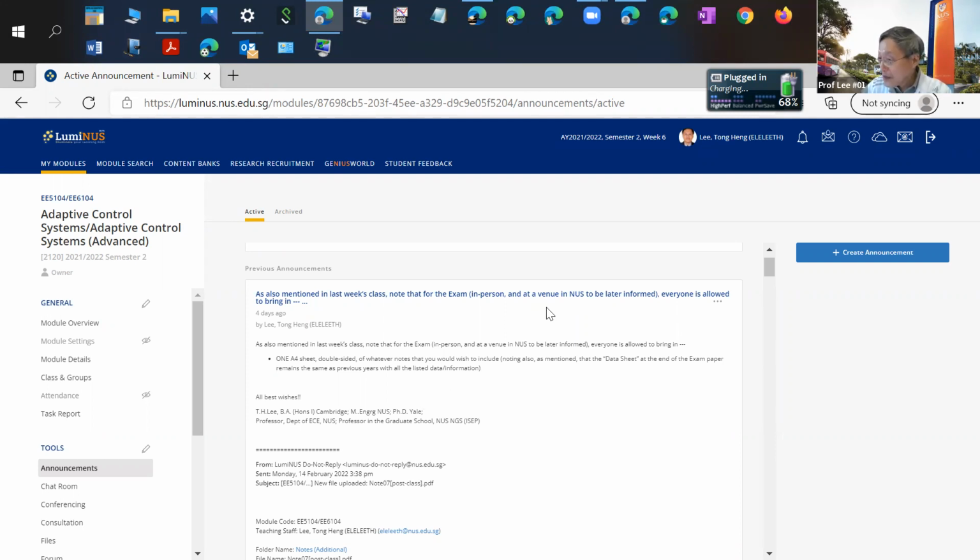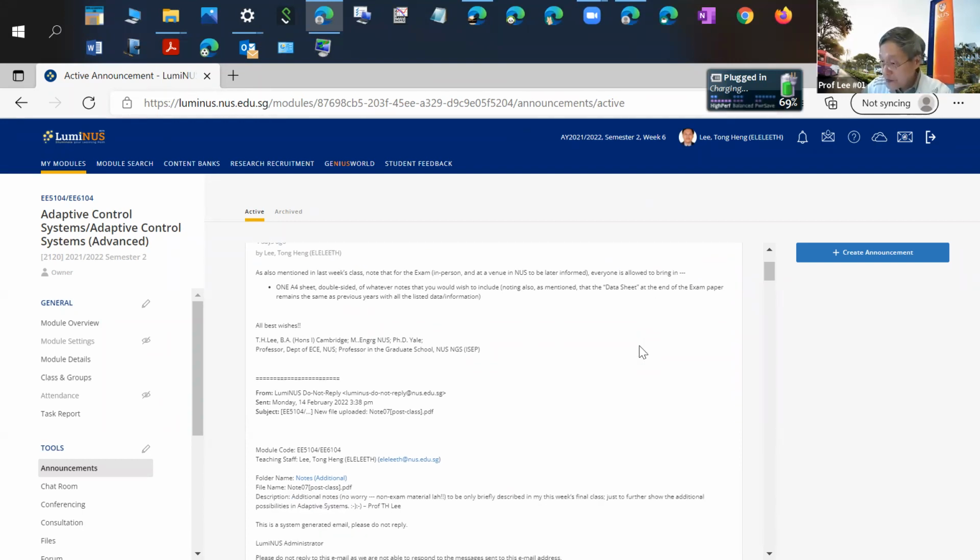One A4 sheet double-sided, but also very important, in order not to waste the space that you have, download when you have the time the other years' exam papers. You will see that in the exam papers, right at the end, we already have a lot of additional detailed information. So there is no point for you to duplicate that information and waste the space you have on the one A4 double-sided.